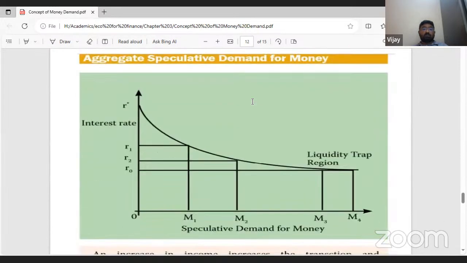This is what I said, that there is an inverse relationship, which results in a downward sloping curve.